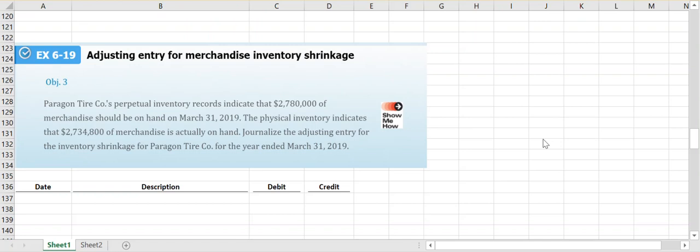So we always still have to do a physical inventory count, and every company that has inventory is going to experience some level of inventory shrinkage over time. So when we do this, this is an adjusting entry for our company.